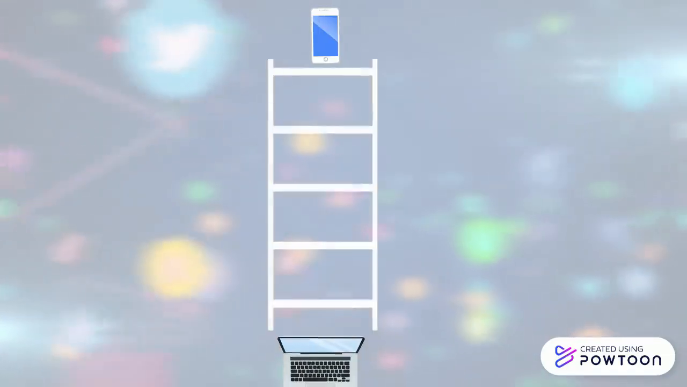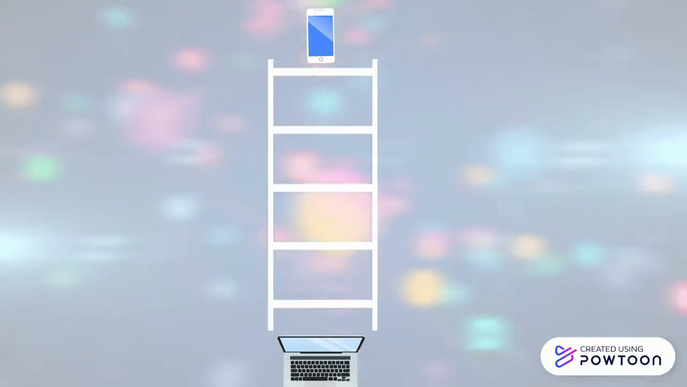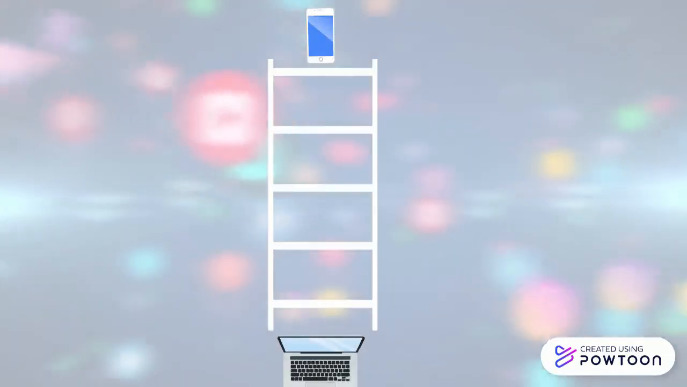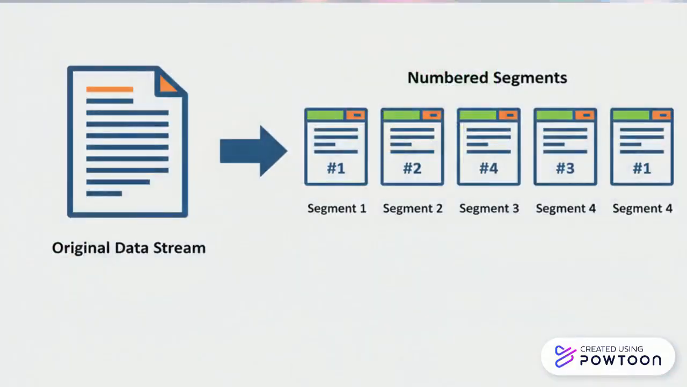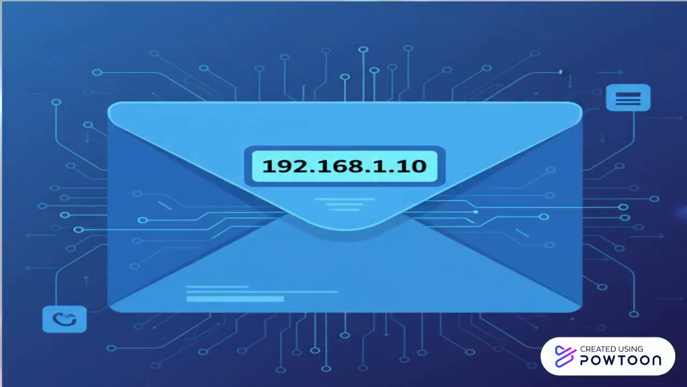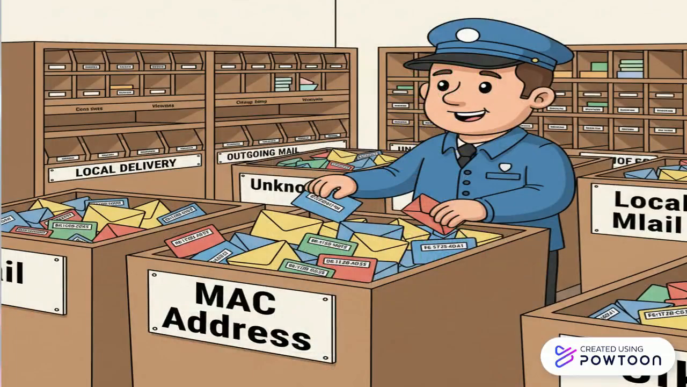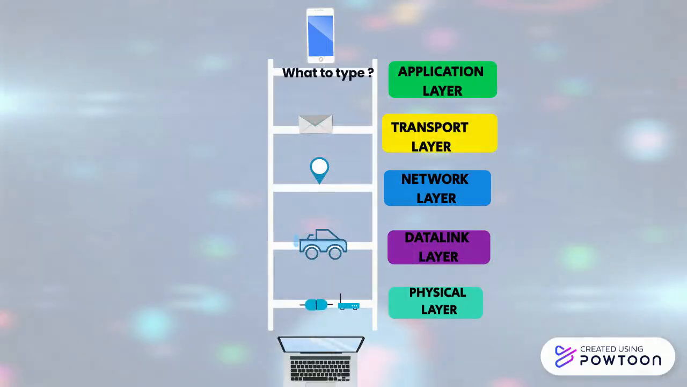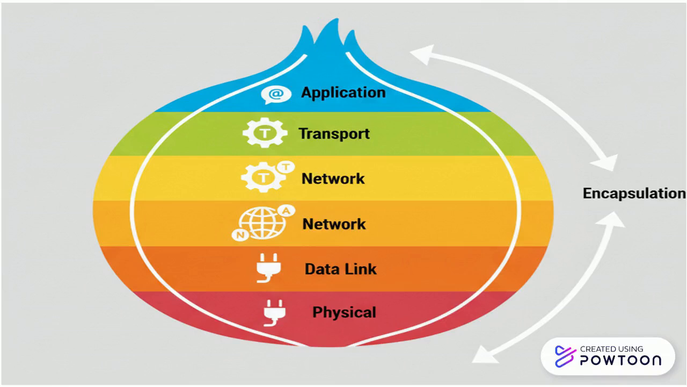The IP model has 5 layers and each has a special role, kind of like a well organized delivery team. The application layer decides what to send. The transport layer breaks it into pieces. The network layer finds the address. The data link layer manages the local delivery. And the physical layer carries it across wires or Wi-Fi. Together, these layers wrap your data like an onion, layer by layer, adding all the information needed for the journey.